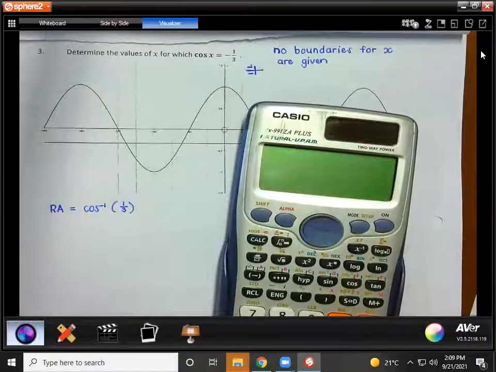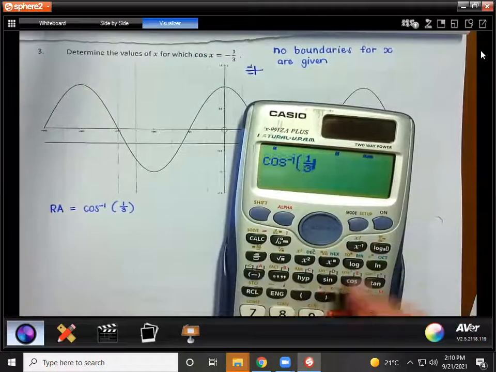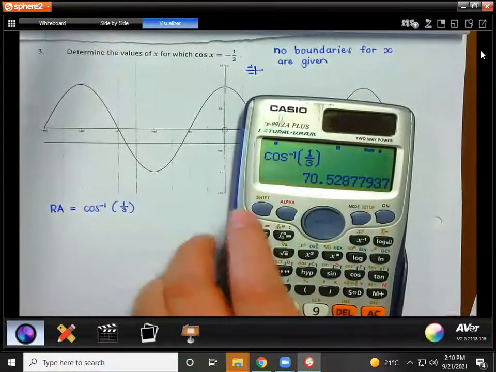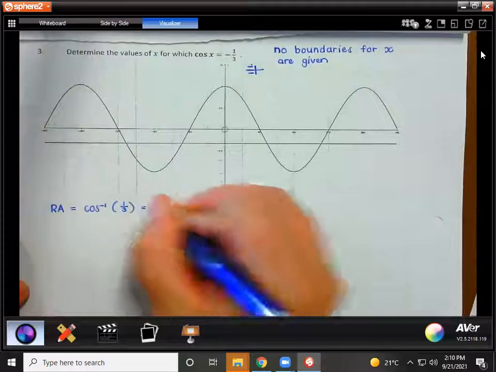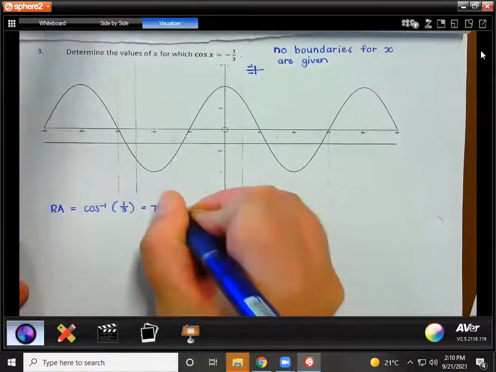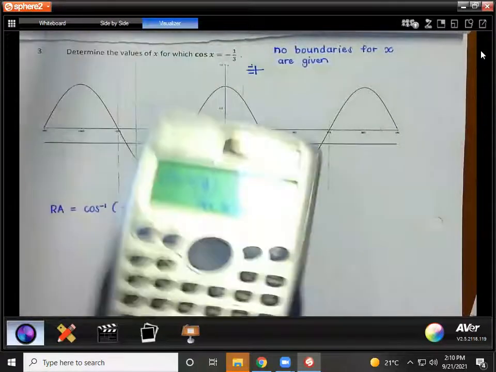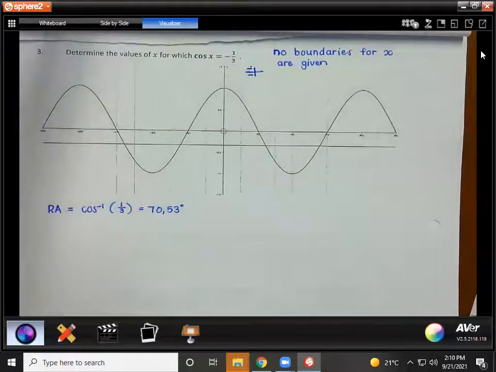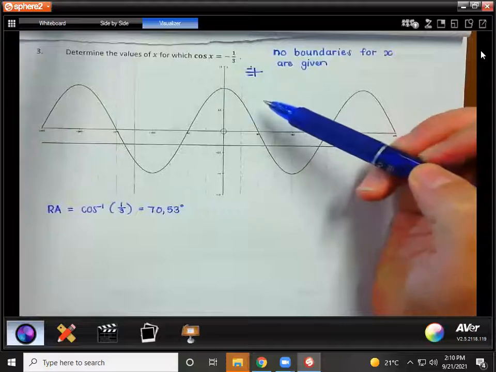So shift cos of a third, and our reference angle is 70.53. We keep this in the calculator, okay? We know that we must only round off at the end. Do we know that though? That's a good question. 70.53 degrees, but it's actually this whole thing. All right, you can store it in the calculator if you want to. Second step done. Now we need to work in quadrant 2 and quadrant 3 and set up our reference angles.